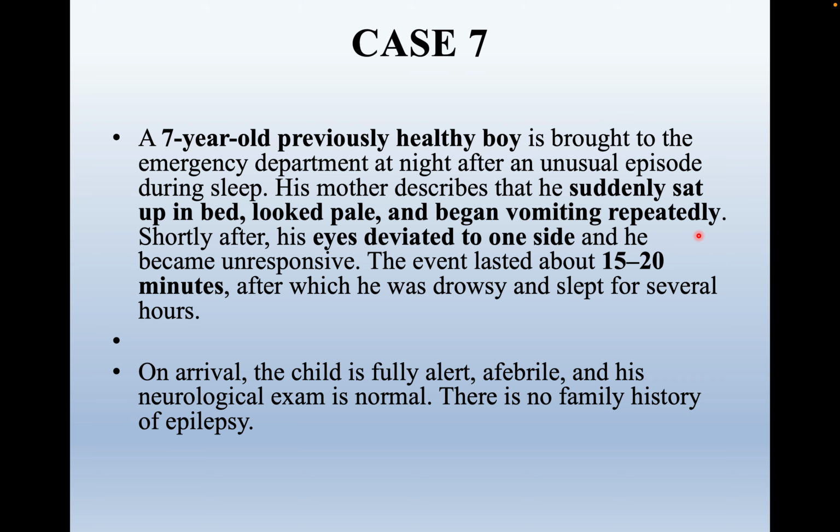So suddenly he sat up in the bed, looked pale and began to vomit many times. Shortly after, his eyes deviated to one side and he became unresponsive, and the event lasted about 15 to 20 minutes, which is a very long period. After that he was drowsy and slept for several hours. On arrival, the child is fully alert and afebrile, his neurological examination is normal, and there is no family history of epilepsy.